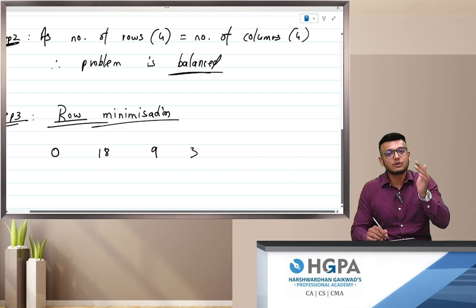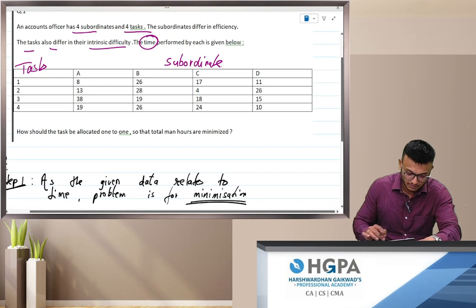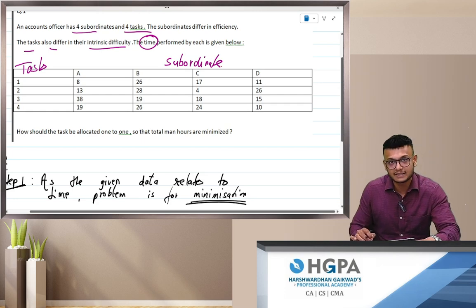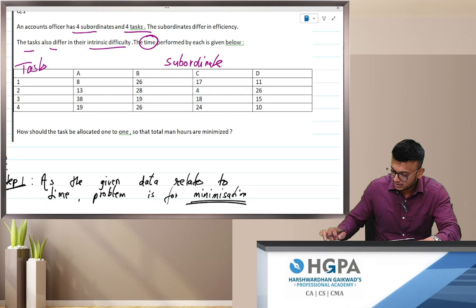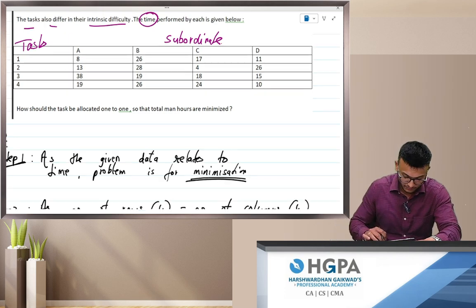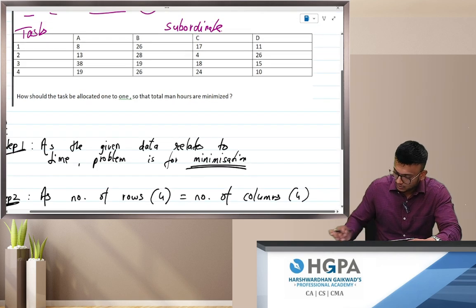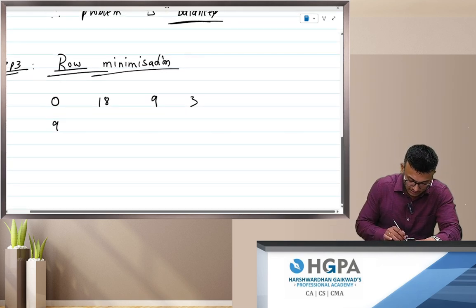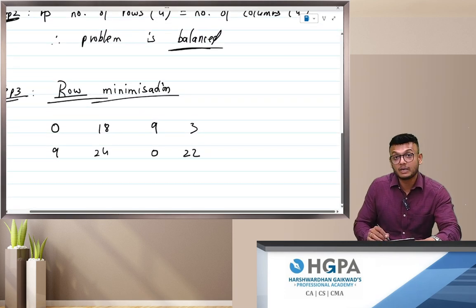Every row you need to find out the lowest number. Now you can do it on your own. Second one: 13, 28, 4 and 26. Which is the lowest number? It is 4. So how will you do it? 13 minus 4. So this is 9. Next, 28 minus 4. This will be 24. This will be 0, 4 minus 4. And last, 26 minus 4 will be 22.